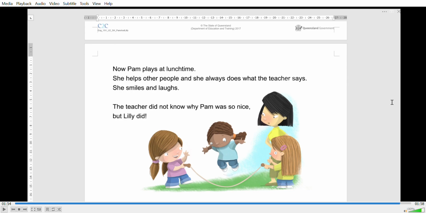Can you infer where this might be happening? So remember, it says they are playing at lunchtime. Where do you think this might be happening? I agree. I think this is probably happening on the oval if there's grass, or maybe near the play area, because that's where we play at lunchtime.